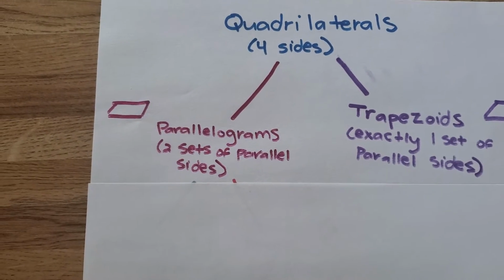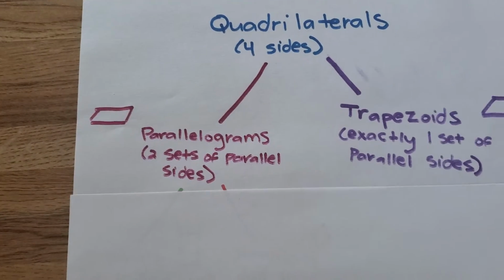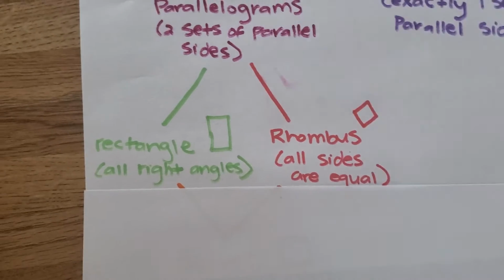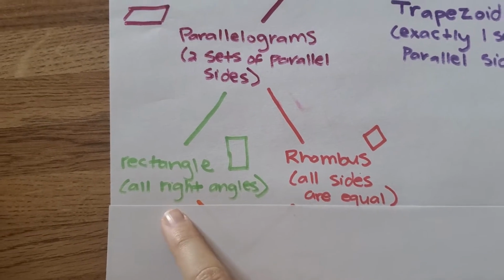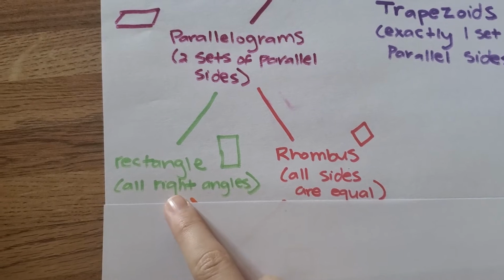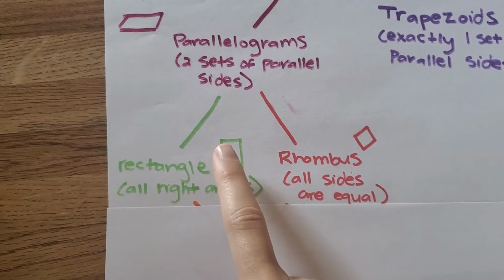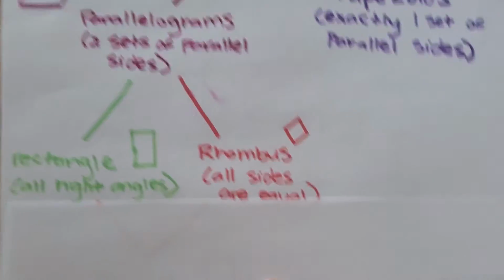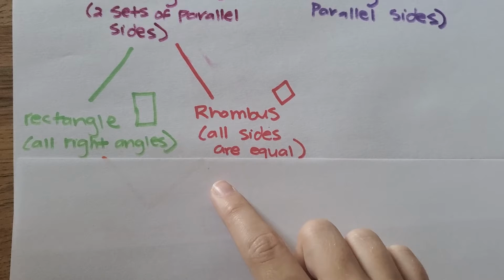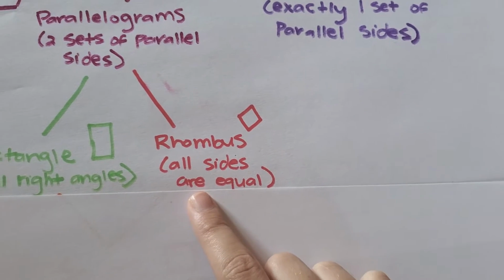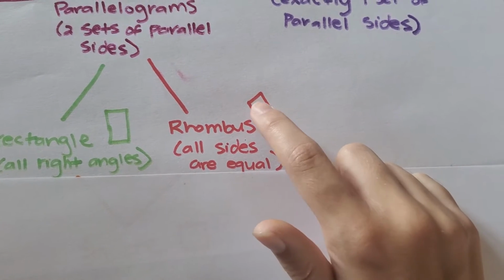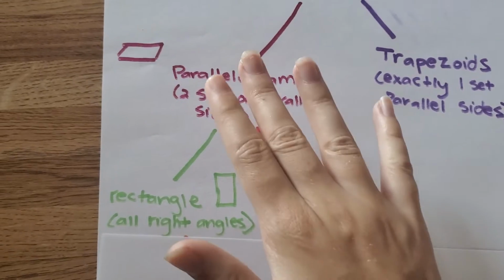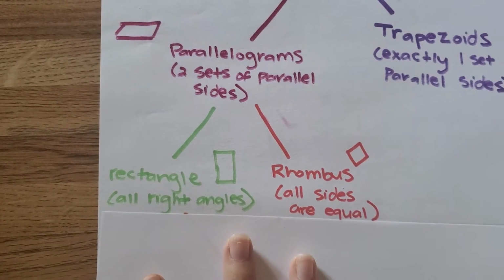But if it has two sets of parallel sides, it could be a couple of other shapes under our parallelogram side. Our next two are a rectangle and a rhombus. A rectangle is any parallelogram that has all right angles. We see here it has two sets of parallel sides, so it's a parallelogram, but it has all right angles. A rhombus is a parallelogram where all side lengths are equal. You can see it's a parallelogram with two sets of parallel sides, but all the side lengths are equal. So our parallelogram side has gone into two branches now.